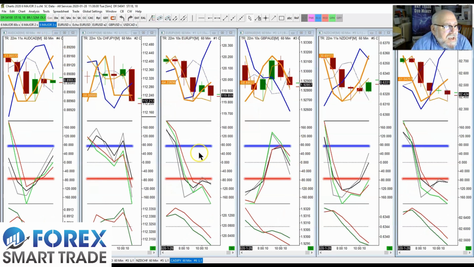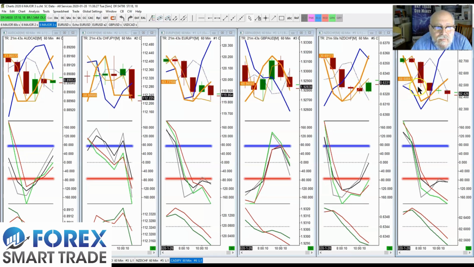Let's go to the third set. Minus 13 on AUD CAD, no. Minus 50 on CHF JPY, no. Minus 63, no. Minus 59 on pound Australian dollar, no. NZD CHF minus 30, no. And CAD yen minus 60. So out of all 18, we've got 1 prospective trade. We've got it written down. We'll come back to it when we get closer to the top of the hour.